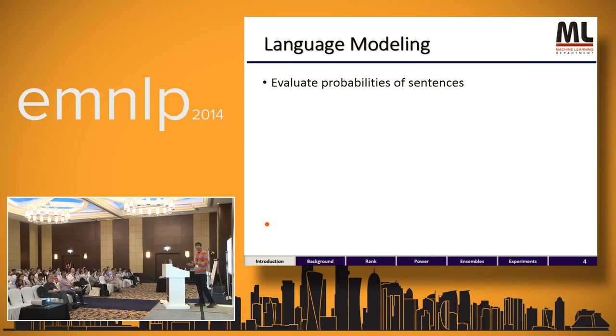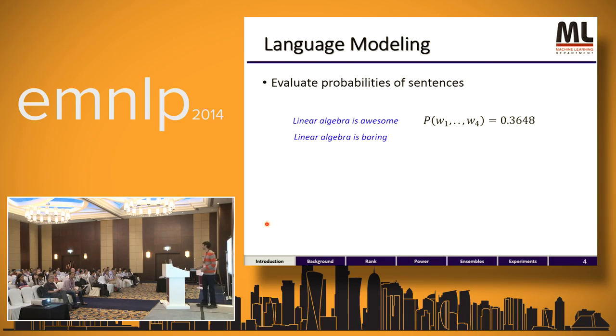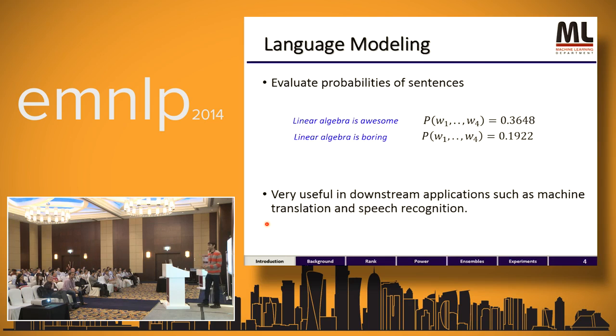So the goal of language modeling is seemingly very simple. You just have to evaluate probabilities of sentences. So I get a sentence like "linear algebra is awesome," and it has a certain probability. And then I get another sentence, "linear algebra is boring," and I hope that it has a lower probability. And it's very useful in a lot of downstream applications like MT and speech recognition, where you need to evaluate the score of a lot of different phrases.